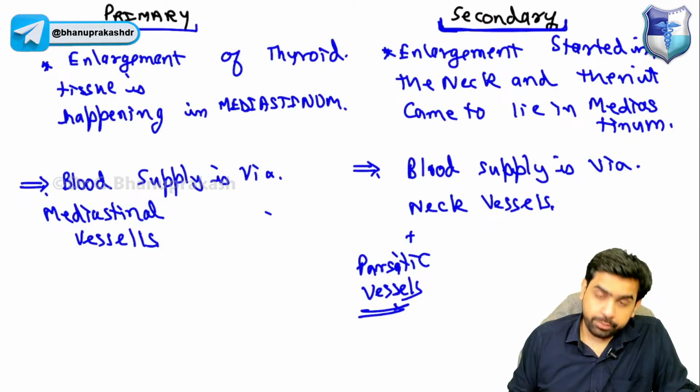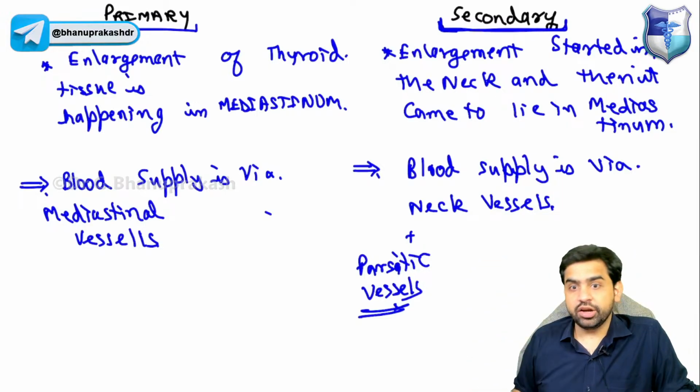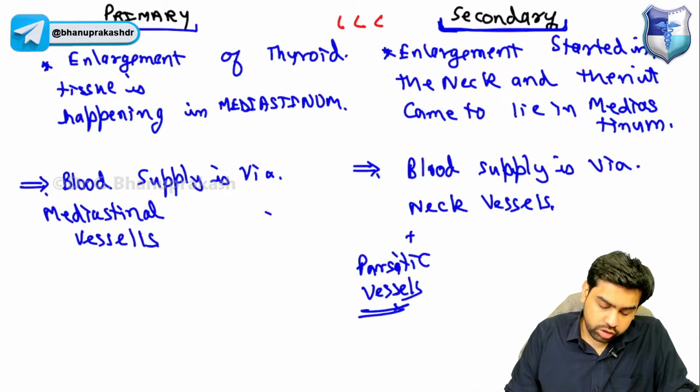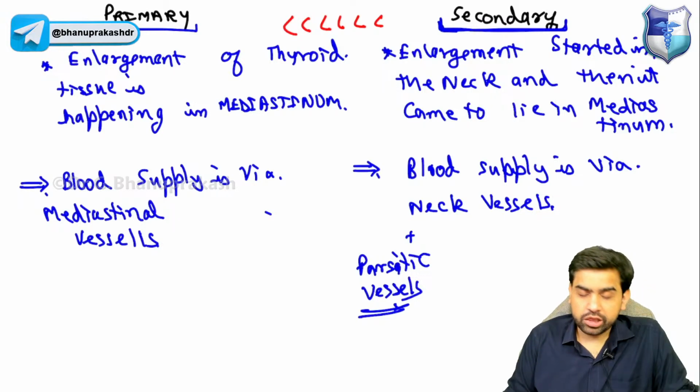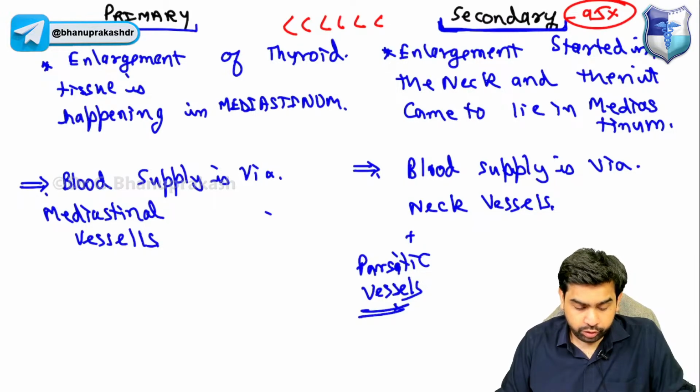Now, which is more common, the primary or the secondary retrosternal goiter? Please try to understand. The secondary retrosternal goiter is much more common as compared to the primary. Around 95% of all retrosternal goiters are secondary retrosternal goiters. So that is much more common than your primary. I hope you have understood this point, guys.